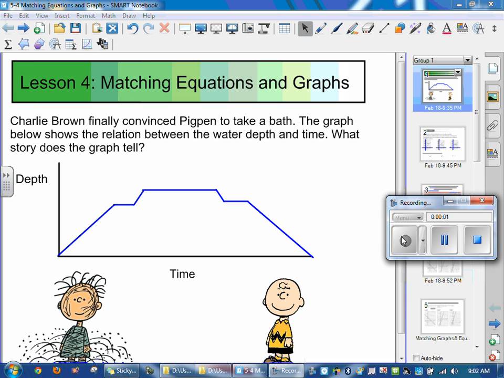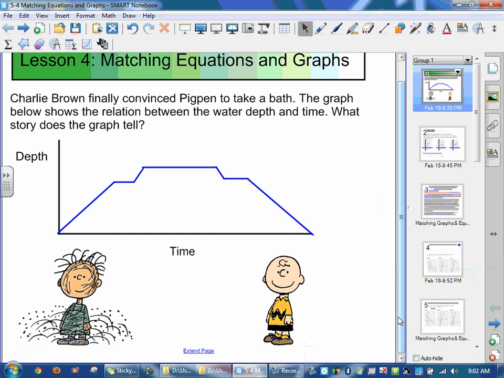Lesson 4.5-4, matching equations and graphs. Here we've got a graph, and Charlie Brown convinced Pigpen to take a bath. So we've got Pigpen down here, and it says the graph below shows the relationship of water when he gets into the tub. So, he is putting water into the tub, he goes for a bath, drains the tub, and gets out. Which parts of our graph show us all those things?